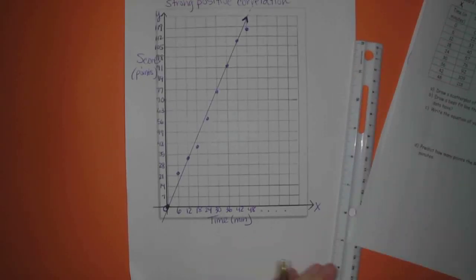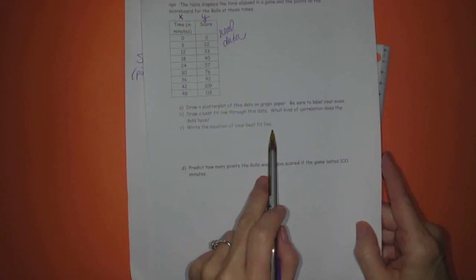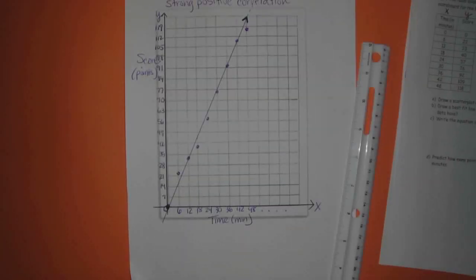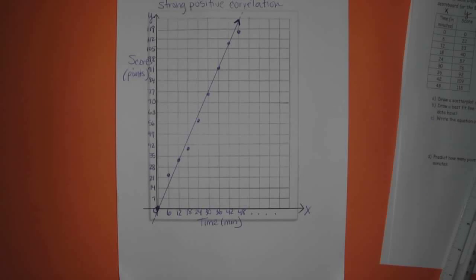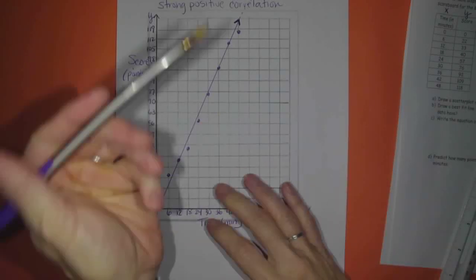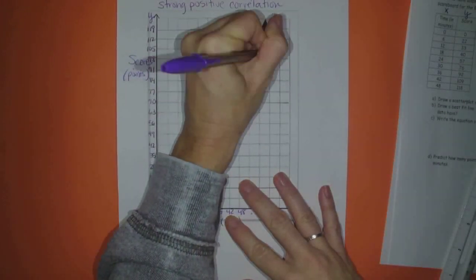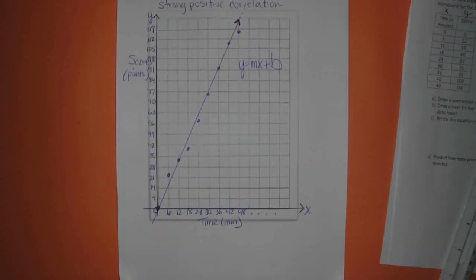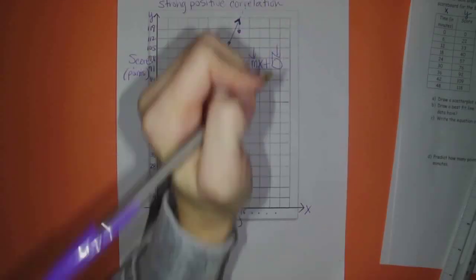Okay, so the next part says, hey, write the equation of your best fit line. Well, to write an equation of any line, there's something that you need. First, you need the form that you want to write your line in. And for me on this problem, I don't know about you, I like slope-intercept form. So the very first thing I'm going to sketch down is y equals mx plus b. And I need to find two things. I need to find the m and the b.